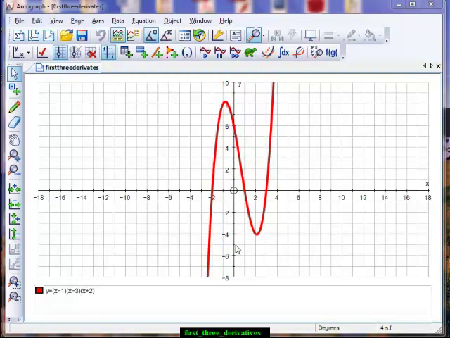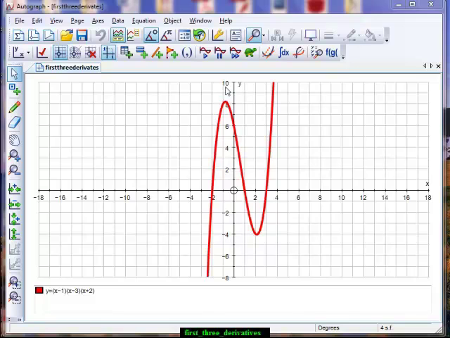Welcome to this tutorial in which I'm going to have a look at the first three derivatives, in particular to show or demonstrate that at the local maximum the second derivative is negative, and at the local minimum it is positive, and we'll have a look at a point of inflection.